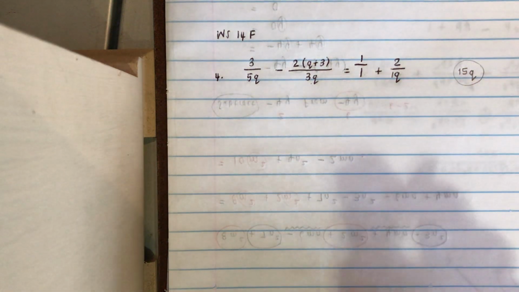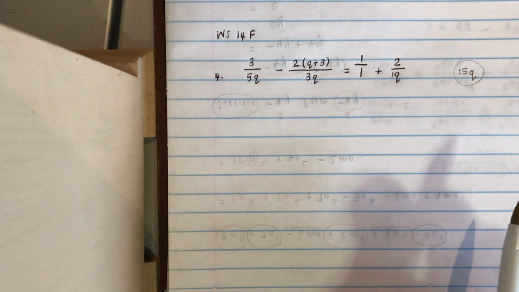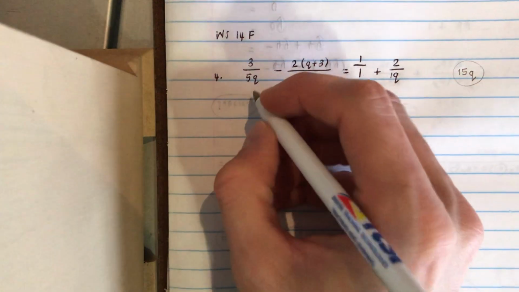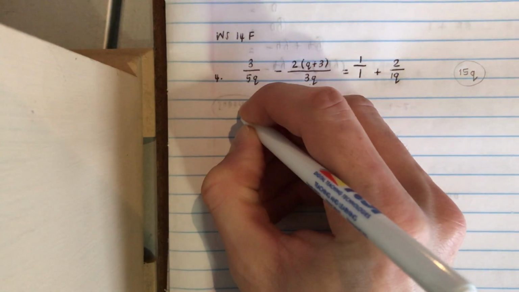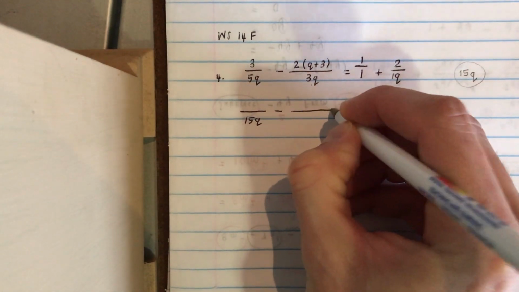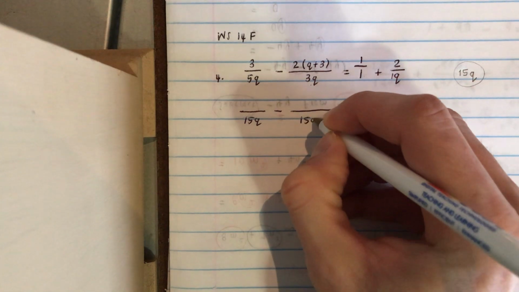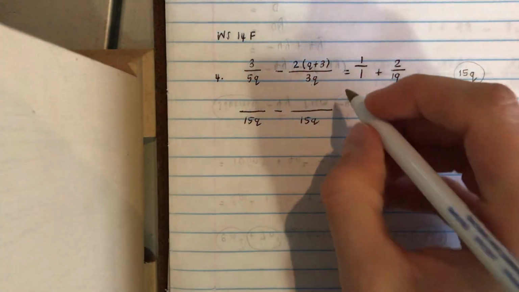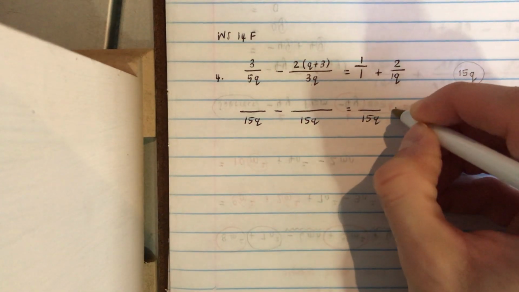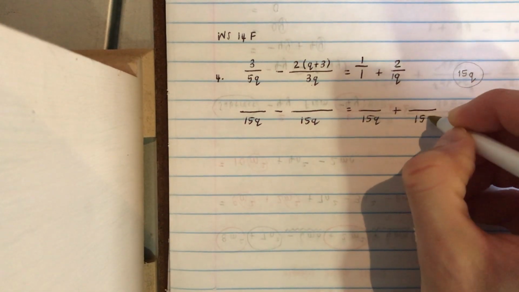So now we're going to rewrite our equation with a denominator of 15q. So I'm just going to do it like this. I'm going to say 15q. And then for the second one, we also have 15q. And then 15q plus, and then we have 15q.